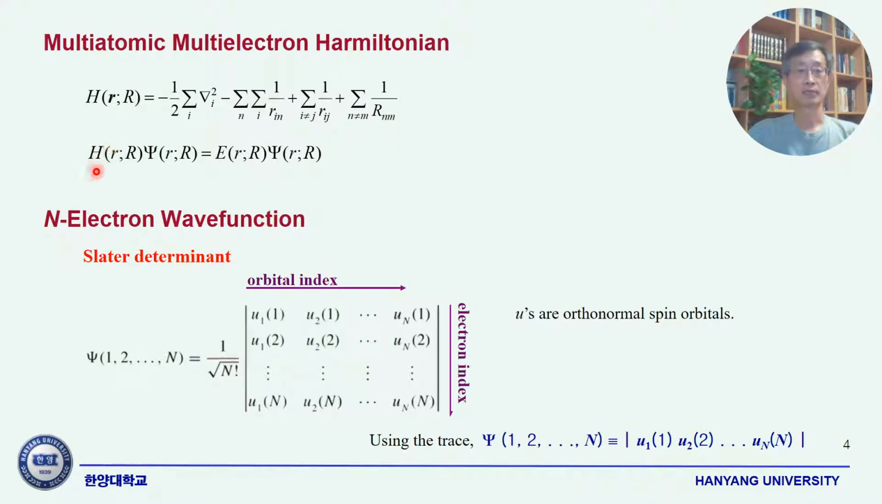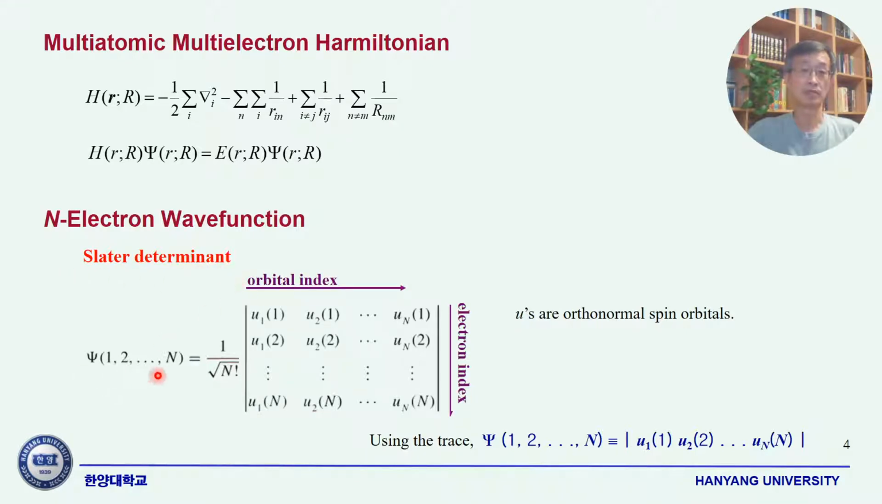And then we are solving this electronic Schrodinger equation, treating that R as the parameter. R is the nuclear coordinate. And then this total electronic wave function, you remember that electron is a fermion, and it must follow Fermi-Dirac statistics, meaning the wave function itself is anti-symmetric upon coordinate exchange. So the easiest way we can anti-symmetrize an electron wave function is to use the Slater determinant.